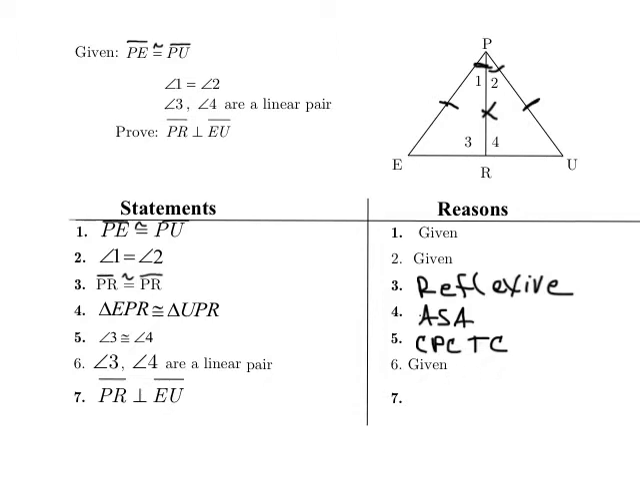Once you have that, it's given that we have a linear pair, and we can now say that PR is perpendicular to EU because congruent linear pairs, as best as I can here, are perpendicular by definition.